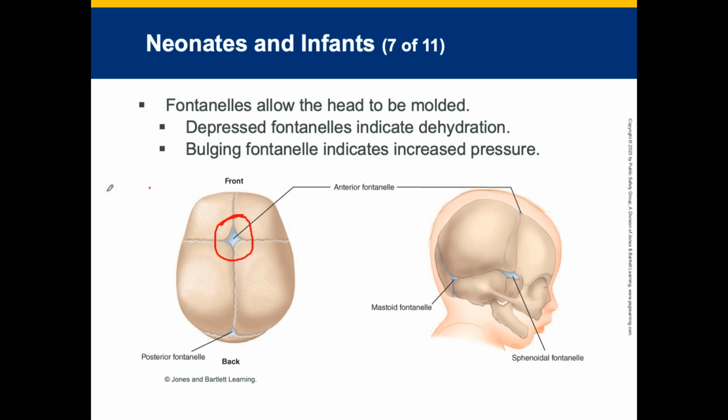Let's just say we have an infant that weighs 10 pounds. How much fluid can we give them? 10 mLs per kilogram. Okay. Patient weighs 10 pounds. What's the math come out to? 220 mLs. That's a lot.